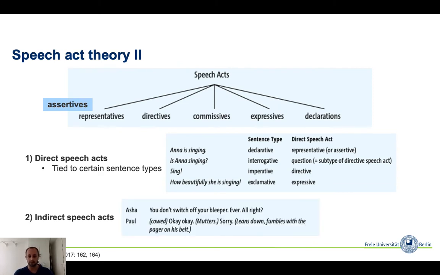But then we also have indirect speech acts. In this case, we have Asha saying something like, you don't switch off your bleeper ever, all right? And then Paul says something like, okay, sorry. And what we see here is a declarative sentence, you don't switch off your bleeper, that would normally be used as an assertive, describing the situation. But this is not the case in this particular case. The declarative sentence is used for an imperative, right? So we are commanding someone to do something or not to do something.